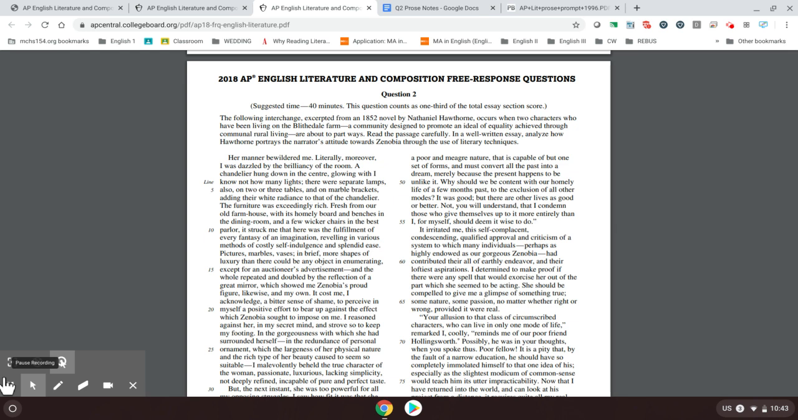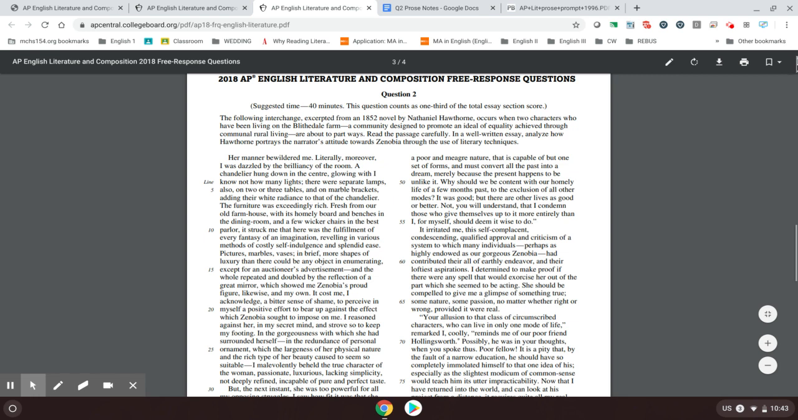So this is, again, returning to the prompt about Nathaniel Hawthorne's novel and the exchange that occurs between two characters, a narrator and a girl named Zenobia. Overall, the prompt is asking us, in a well-written essay, to analyze how Hawthorne portrays the narrator's attitude towards Zenobia through the use of literary techniques. So, a couple things to consider here.